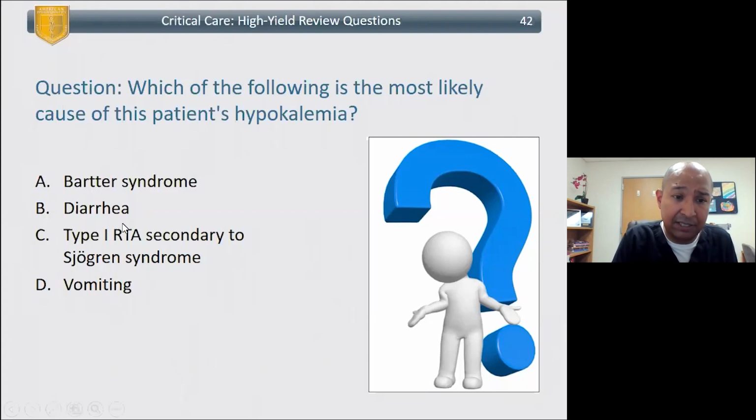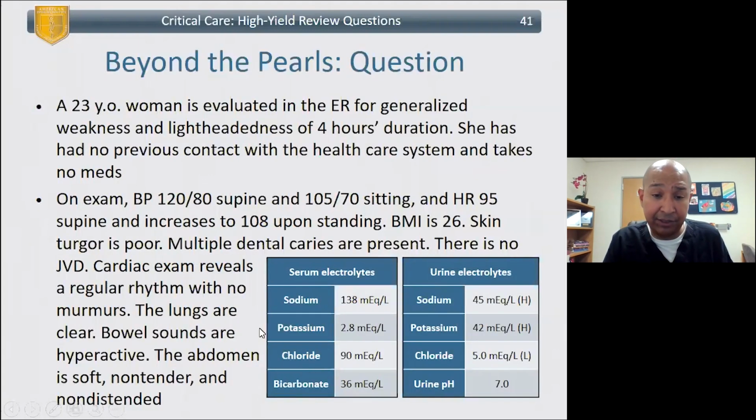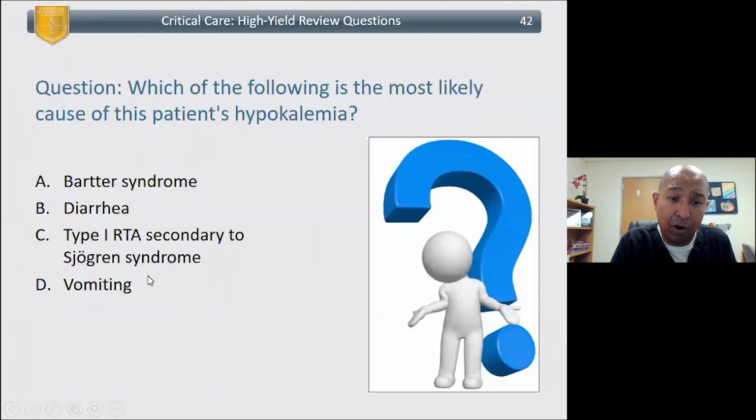Could it be diarrhea? Well, not really. If you're having lots of diarrhea, you have a metabolic acidosis. So that really wouldn't fit with the bicarb being 36. RTA, once again, you know what I mean? It's an acidosis in choice C. This patient's alkalemic. Or vomiting. So if you're having a lot of vomiting, sure, you definitely can develop a metabolic alkalosis. But which one of these is going to be the correct answer?